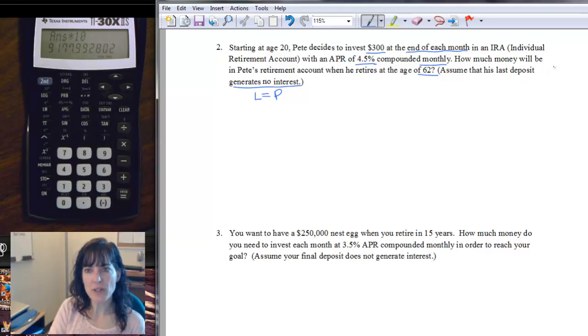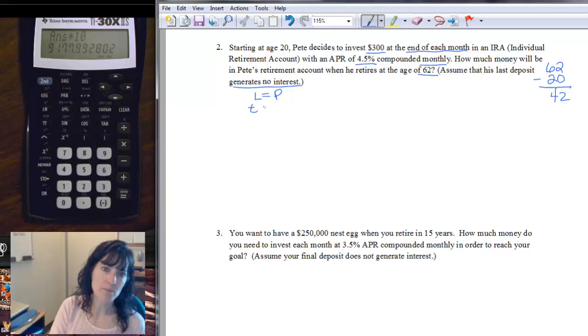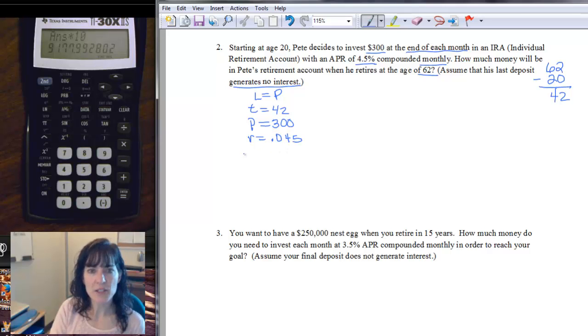But we need to look when he retires at 62, so we're going to subtract 20, and so he'll be making deposits for 42 years, so our little t is 42, and the big P, it looks like, is 300. That's how much money he'll be depositing each time. His rate is 4.5%, so 0.045, and compounded monthly, so his N is 12. And then we need to find our capital T and our little p.